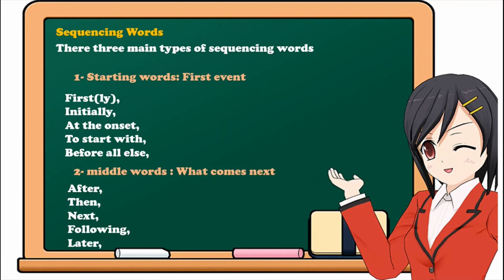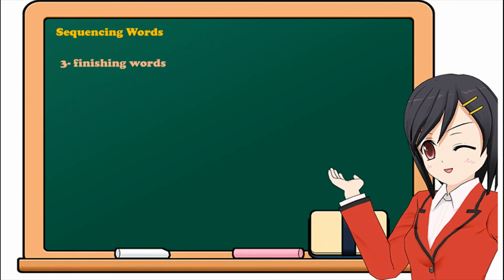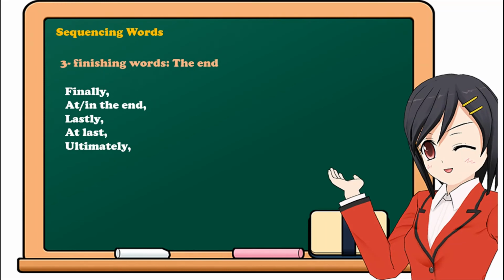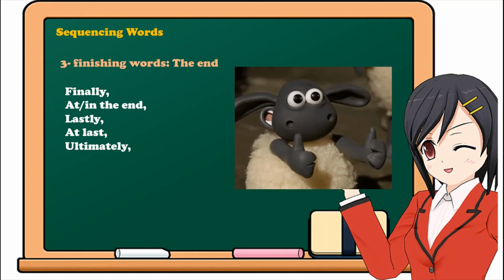Number 3, the finishing words. These words are for the end. For example, finally, at or in the end, lastly, at last, ultimately, and so on and so forth.